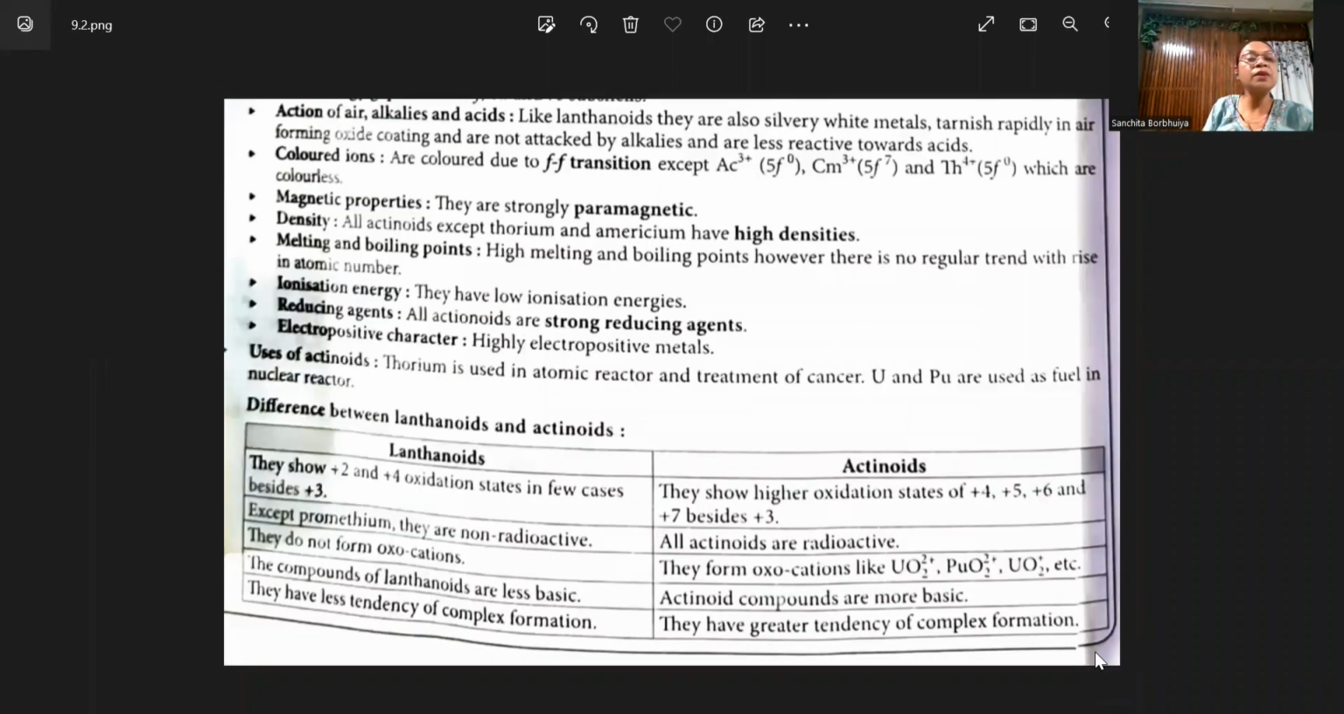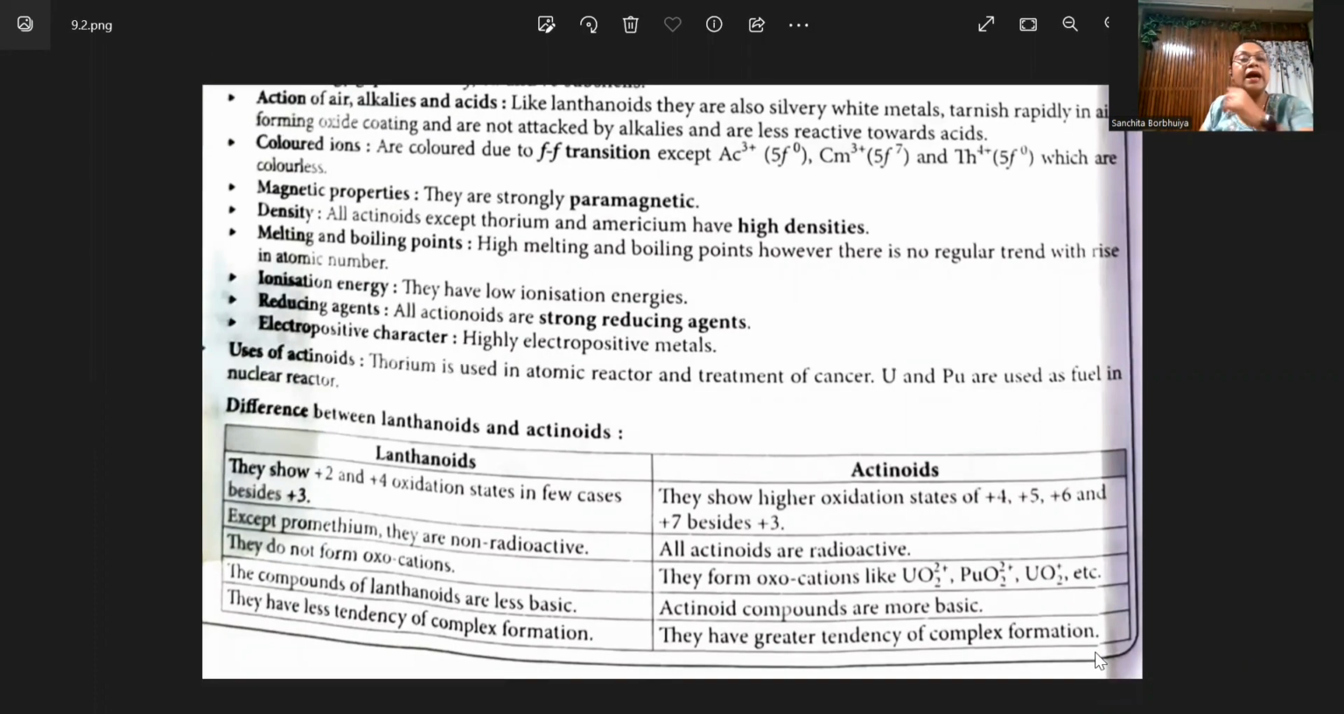Here also, if you speak about the action of acids or alkalis or air, these elements, which are silvery white, usually tend to tarnish and get an oxide coating with oxygen or acids, and they are not attacked by alkalis and they are less reactive towards acids. If you speak about the lanthanoids, they can react with oxygen to give the oxides, chlorine to give the chlorides, hydrogen to give the hydrides, sulfur to give the sulfides, carbon to give the carbides. These are just addition reactions, so simple that we need not discuss them at all.